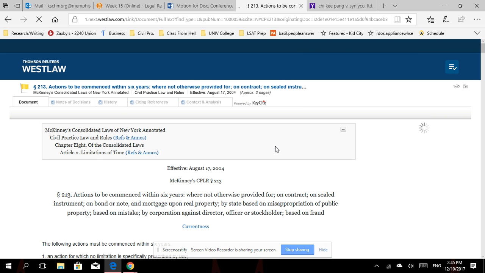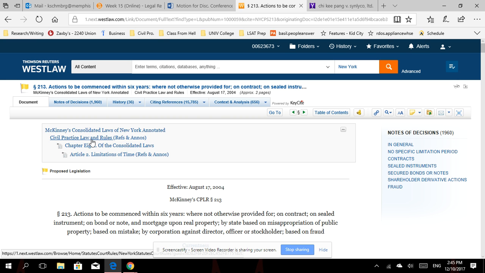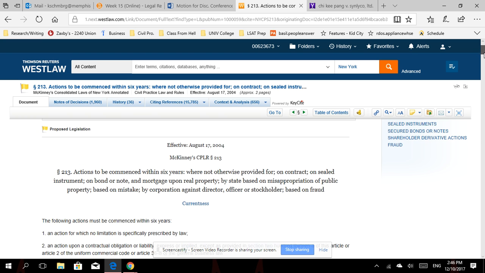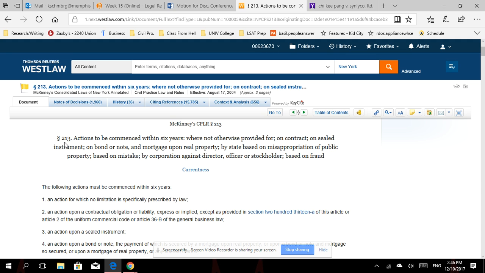Here it shows McKinney's Consolidated Laws of New York Annotated, Civil Practice Law and Rules, which is the CPLR that's been displayed throughout the opinion, and the statute here, as you can see. Chapter 8 of the Consolidated Laws, Article 2, Limitations of Time. I'm just going to go ahead and read section 213.